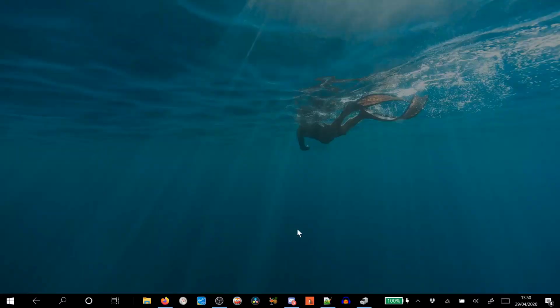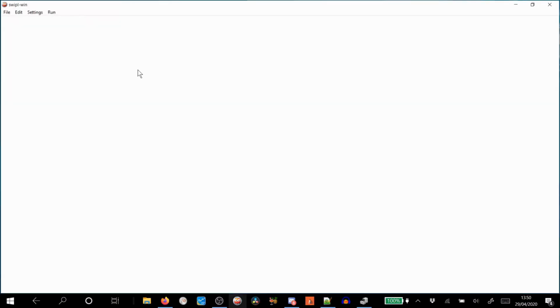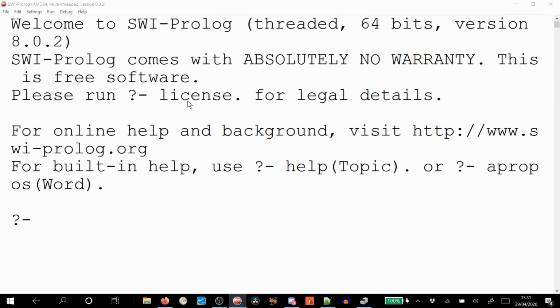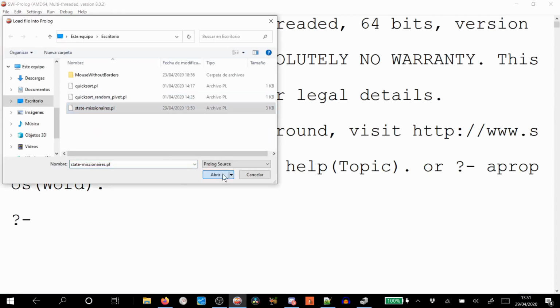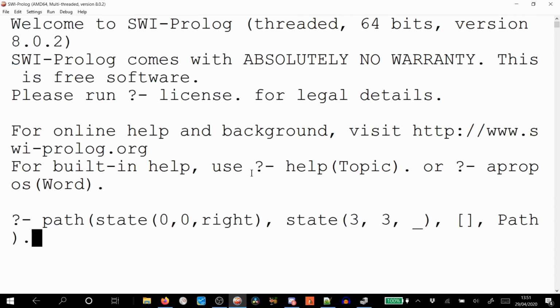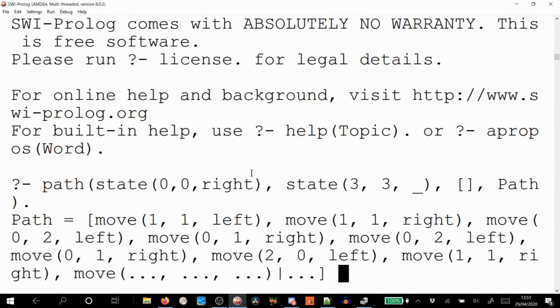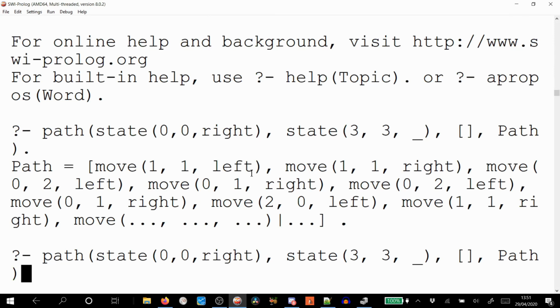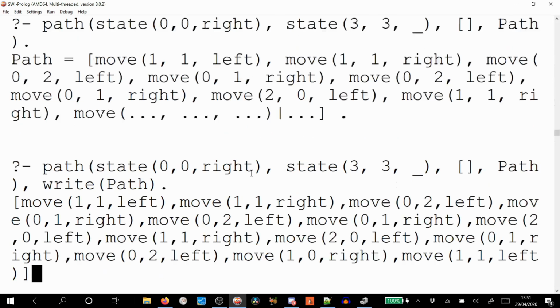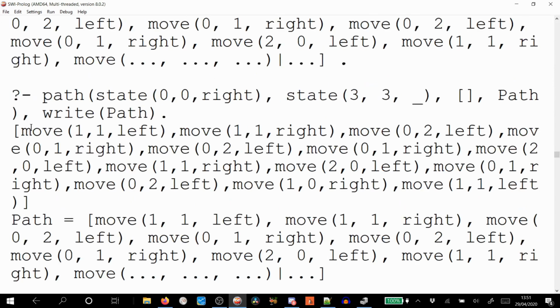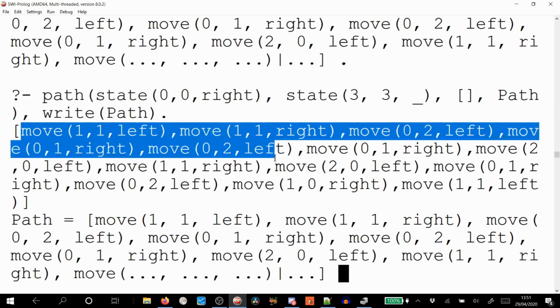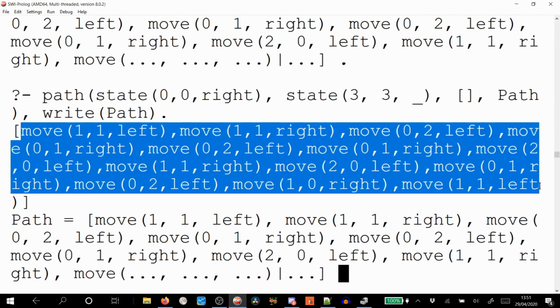Let's close that. Open again. File, consult. Okay. Now yes, we have a solution. Let's check what the length of this solution is. The solution is, write the path. This is the solution. Start here, one to the left, and the last movement is this one.